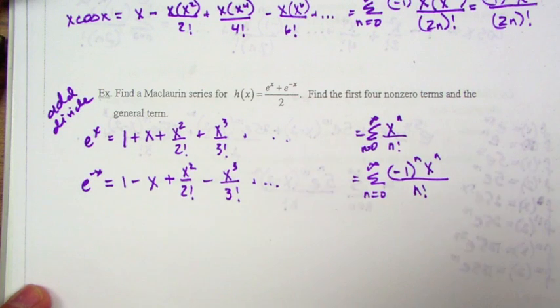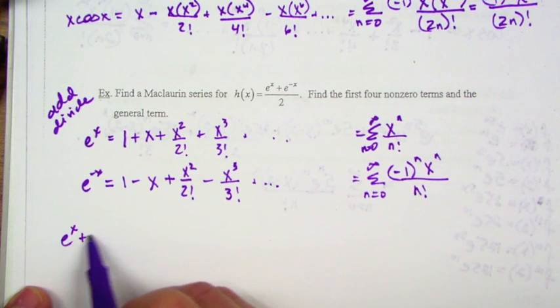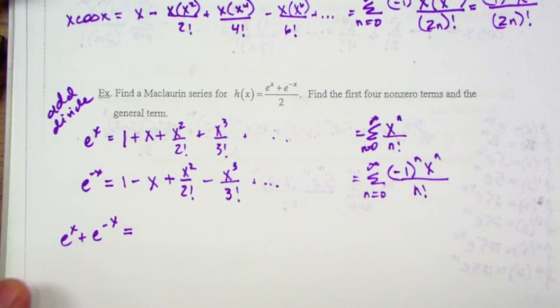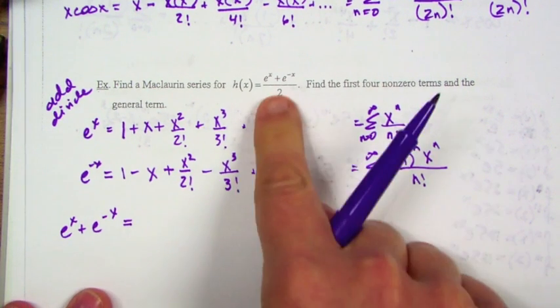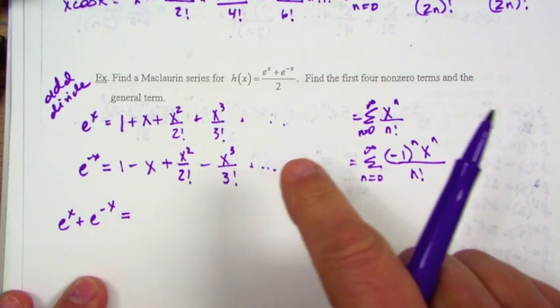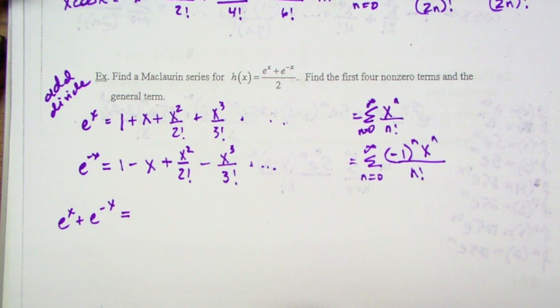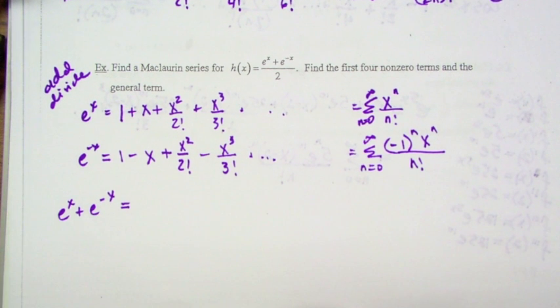I heard you say, Derek, what would you do? Can you just add those? Yeah, let's add them. Because I need to add them and then I need to divide it by 2. And I need 4 terms. Well, couldn't you just divide those by 2 first? Yeah, it won't matter.